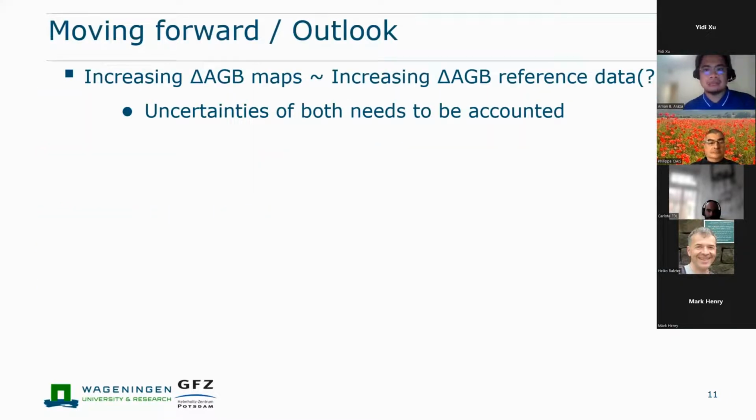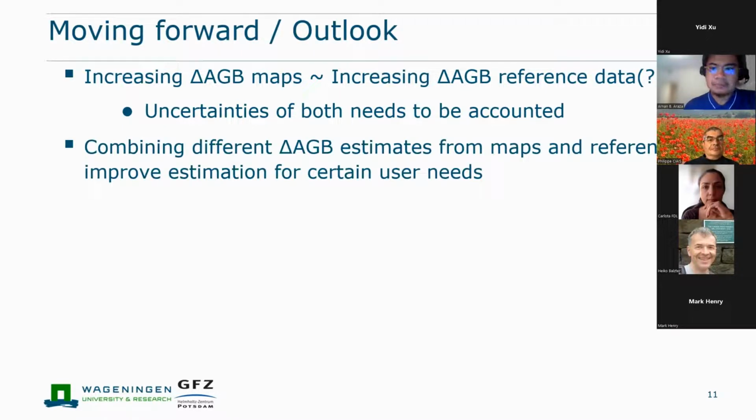So moving forward, the first bullet concerns that the maps are increasing, but what about the reference data? I think this will be complemented by ongoing efforts like the supersites and GEO-TREES efforts also. But of course, the uncertainties of both maps and reference data should be accounted for when we compare them. It's also an option to combine the biomass map estimates, especially because we see some variation in some results.